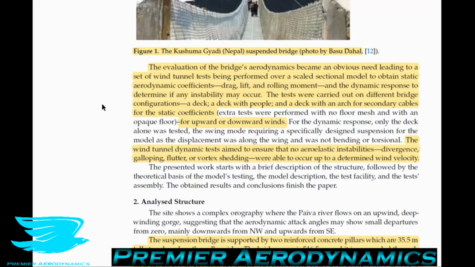The wind tunnel dynamic tests aimed to ensure that no aerodynamic instabilities, such as divergence, galloping, flutter, or vortex shedding, were able to occur up to a determined wind velocity. So let's discuss these 4 different principles.